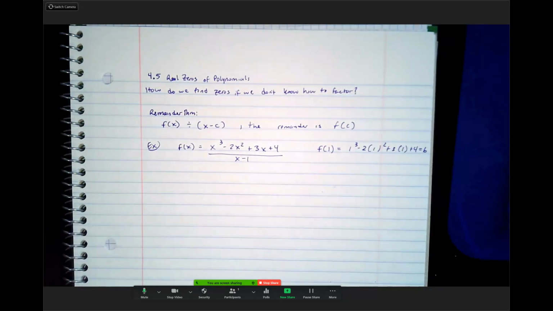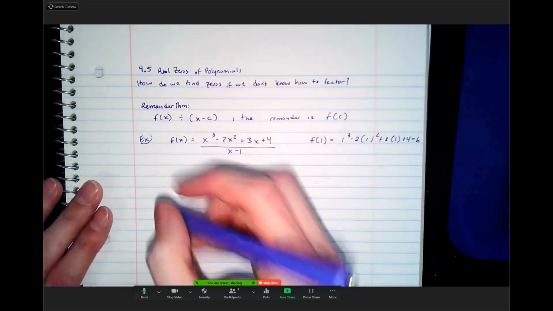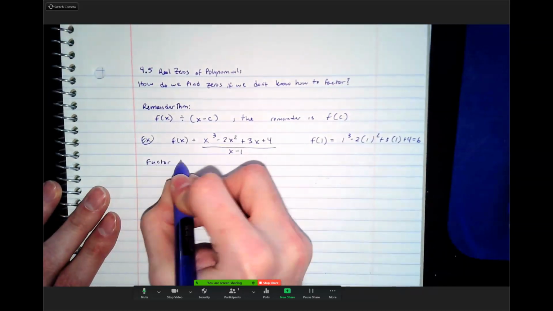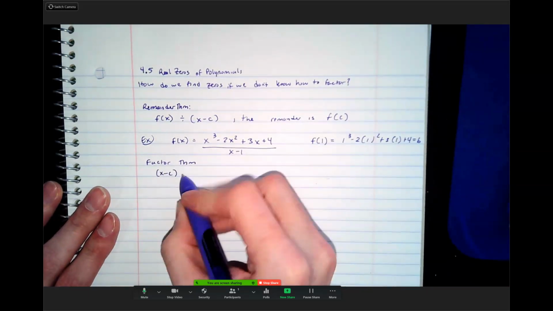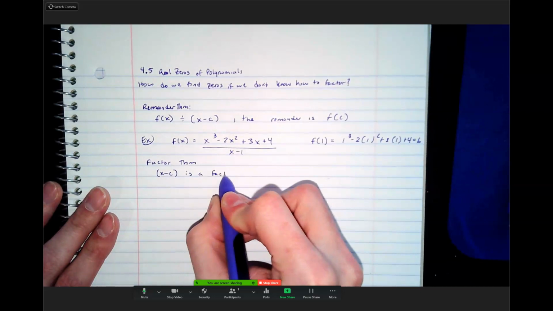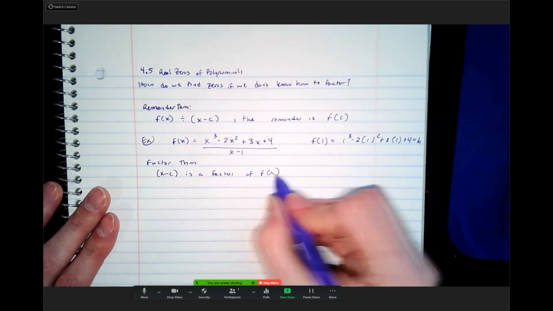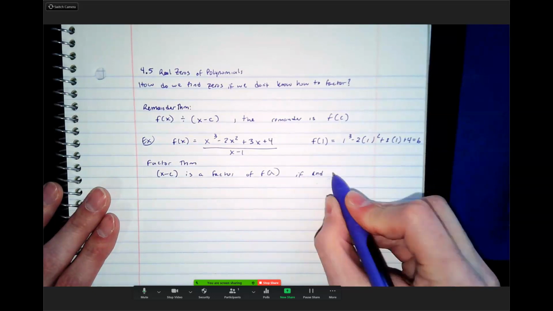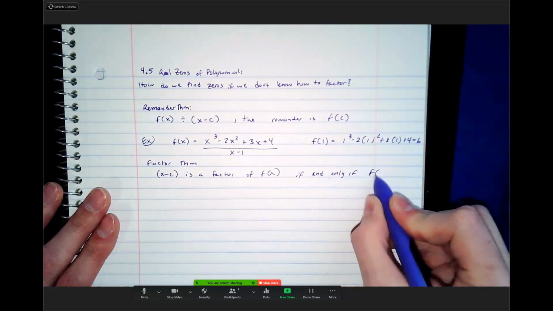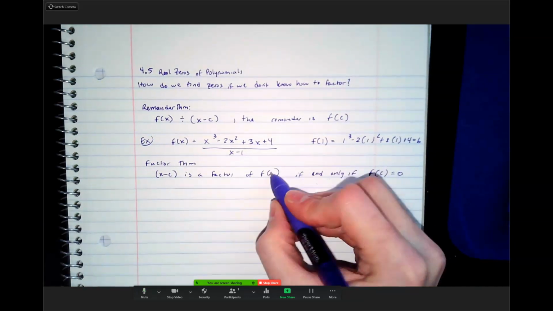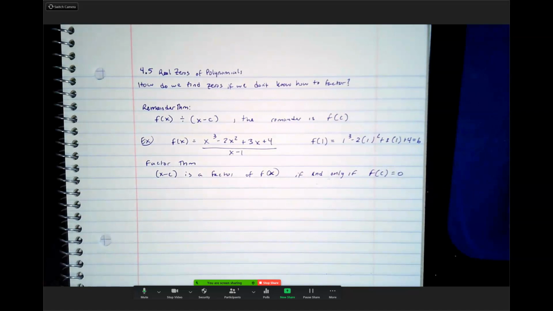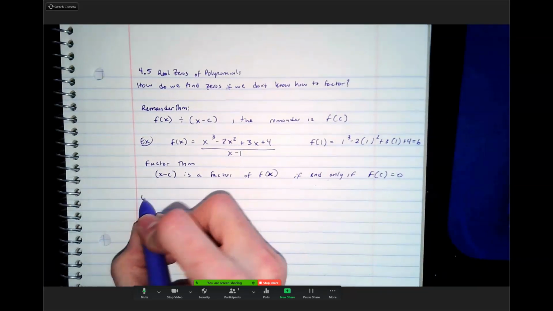Now, why does this matter to us? Because this leads us to the factor theorem. And the factor theorem says that x minus c is a factor of f of x if and only if f of c equals 0, aka the remainder is 0. This is a way for us to tell if something is a factor without having to know what the factored form is. So I can give you something like this.